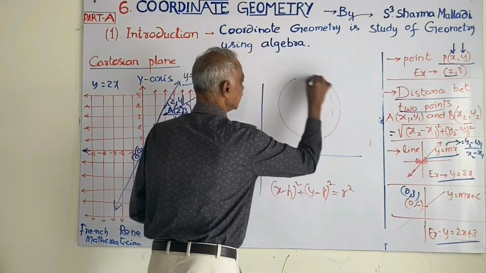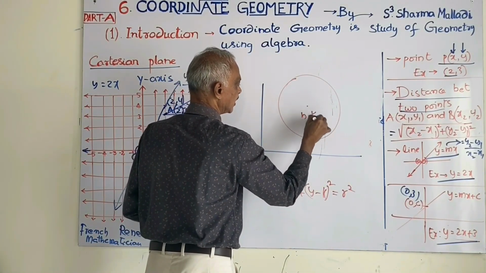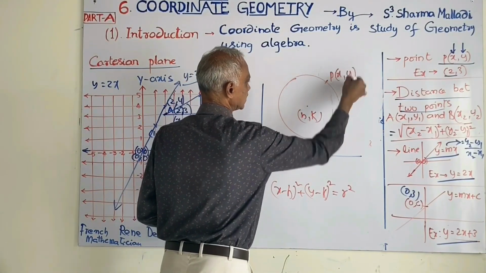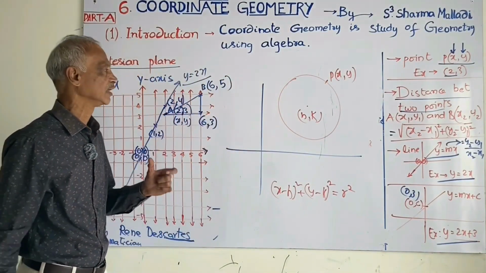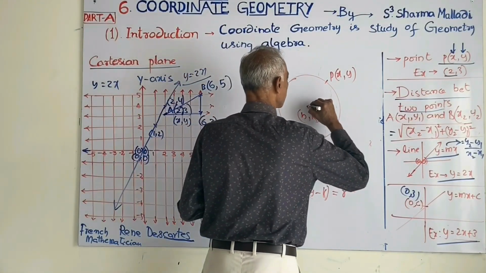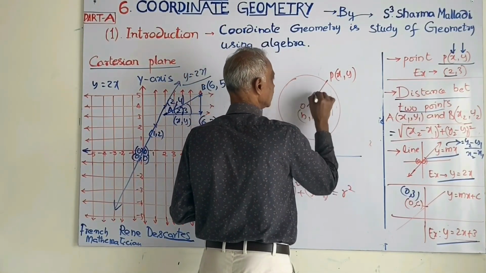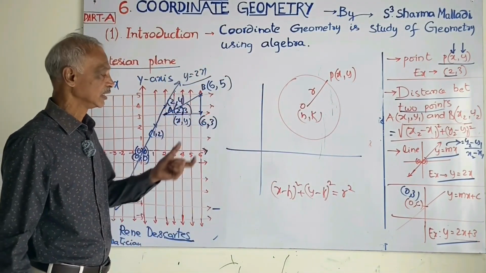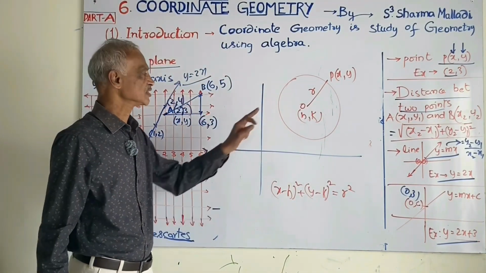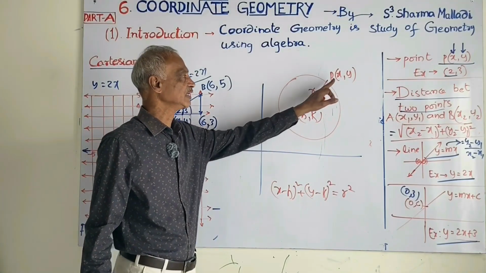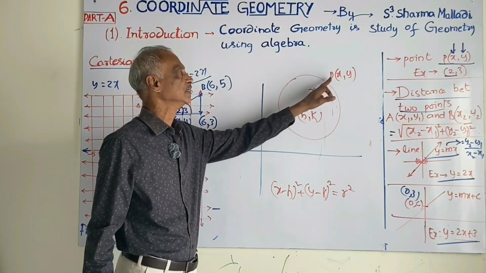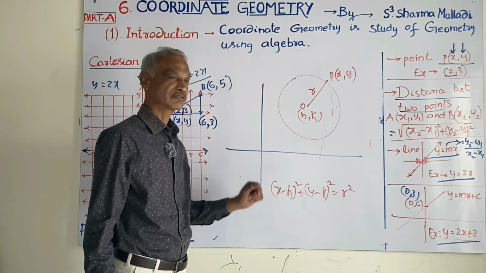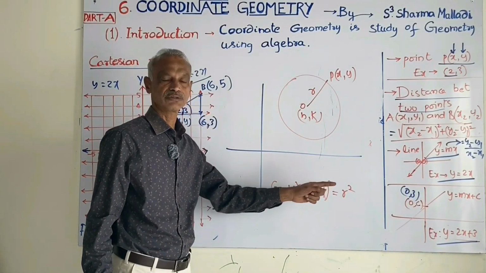You take a circle with center (h, k) and a point on the circle; you have to generalize. That's why we take a point (x, y), and the distance between these 2 points, the center of the circle and point P, is r. Then we can find the equation of a circle having center (h, k) and a point P(x, y) on the circle. The radius is r. That is (x minus h) whole square plus (y minus k) whole square is equal to r square.